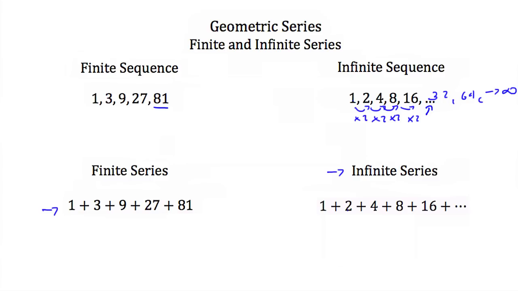So we have 1 plus 2 plus 4 plus 8 plus 16, and notice there are these 3 periods at the end here. That means we're adding 32, and then we're going to add 64. And we're going to continually add numbers until we're adding infinity. So the difference between a finite and an infinite series is that a finite series has a final term that's being added. An infinite series always has another term forever continually added to the end of this series.